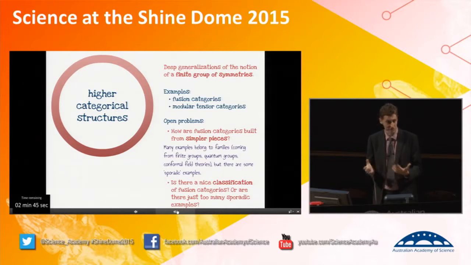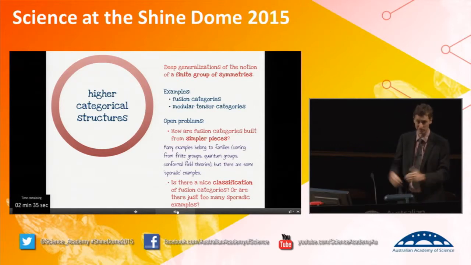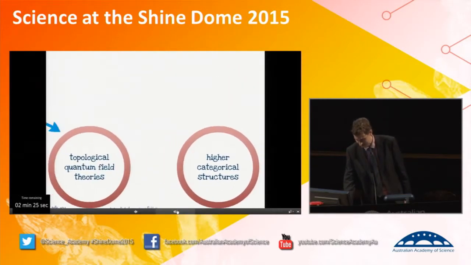And one of the big questions that we'd really like to understand in thinking about these higher categorical structures is whether we should expect there to be nice classification theorems, everything falling into uniform families, or whether perhaps the sporadic examples will just take over and we'll be left with an enormous mess. At this point in our understanding of this theory, we just really don't know what to expect in the long run. How then are higher categorical structures connected to topological quantum field theories?